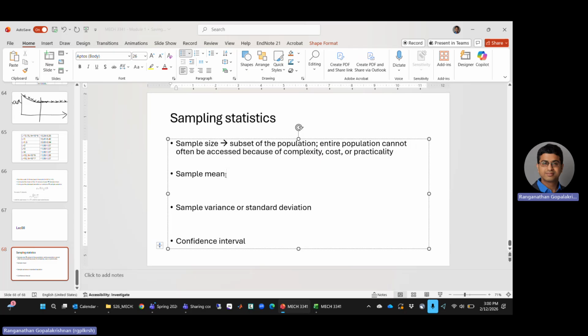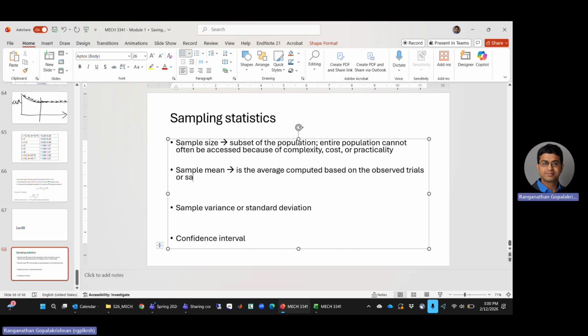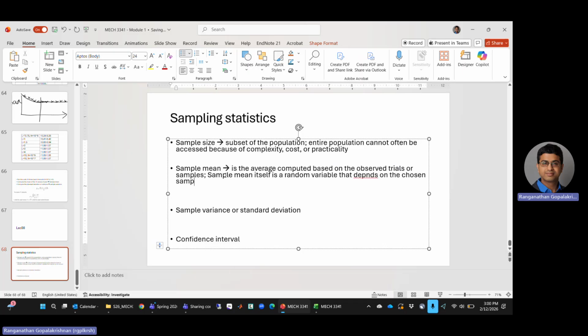Sample mean is the average computed based on the observed trials or samples. The sample mean itself is a random variable that depends on the chosen sample, which is a random process.